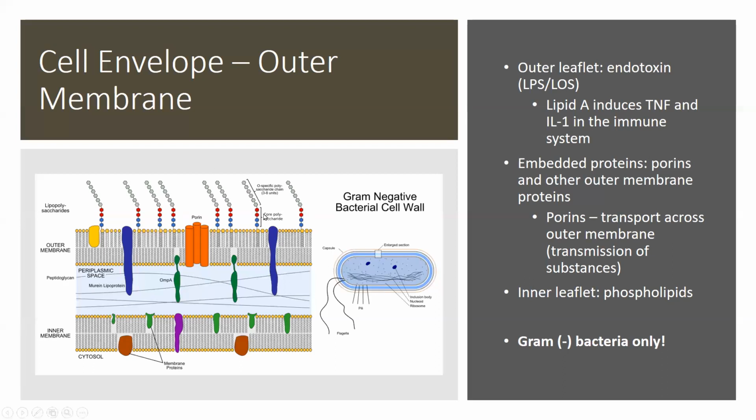There are also other embedded proteins in the cell wall and the outer membrane, just like any cell that we could see. But these bacteria have porins, which can transport things across. And then their inner leaflet is a phospholipid bilayer. So it's very consistent with what we would see. Gram-negative bacteria are the only bacteria that have this outer membrane layer with endotoxin present.